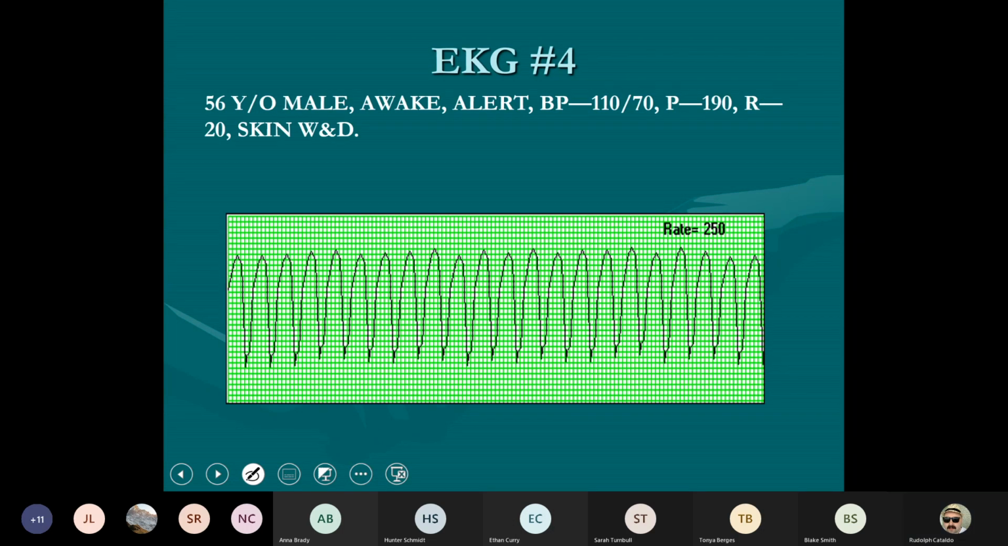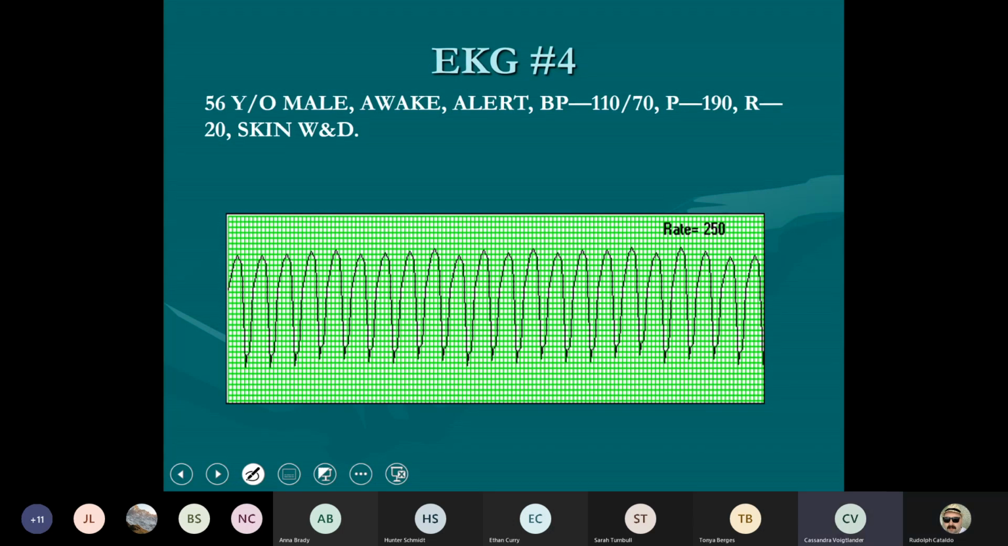Cassie, how do you feel about rhythms? If I have my guide, I do okay. Okay. Talk me through this one. First, let's identify the rhythm. And don't anybody blurt it out. Well, can I cheat and use my guide? If you want. I have protocols in the back of my ambulance.